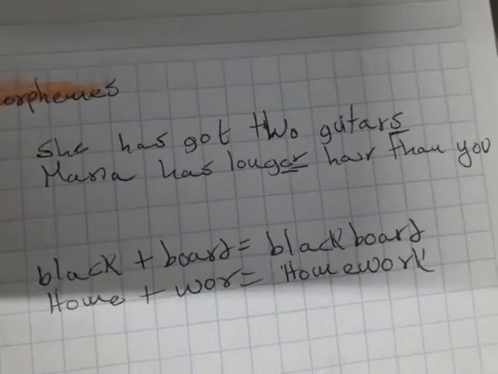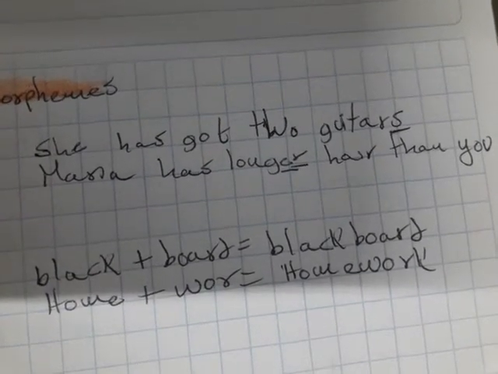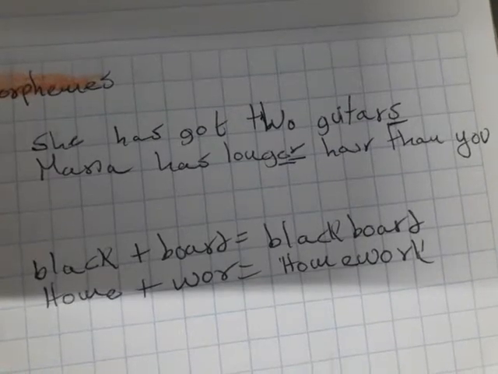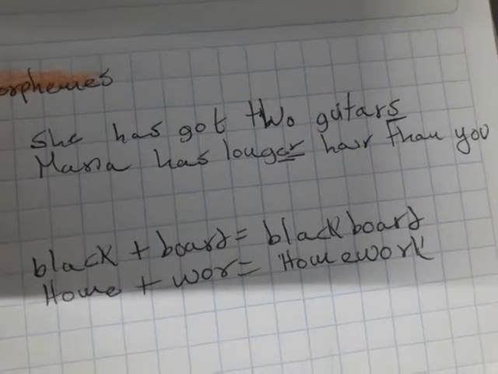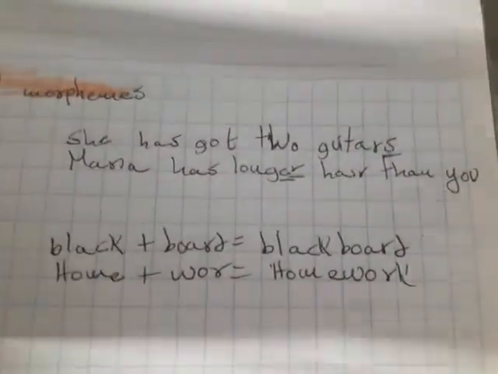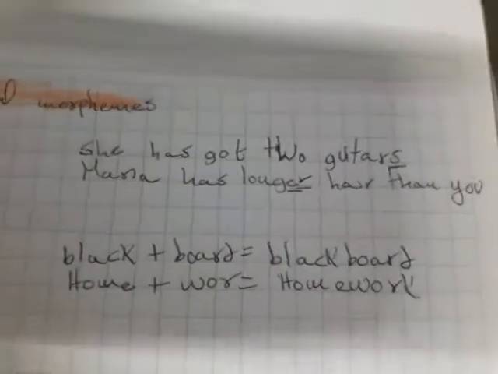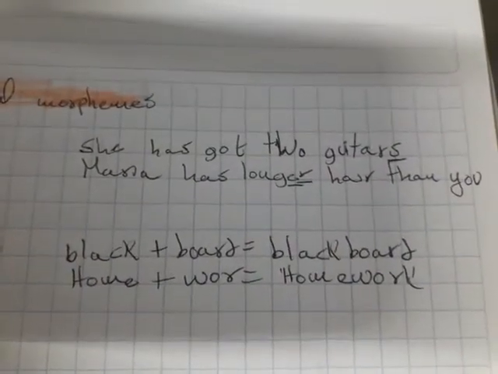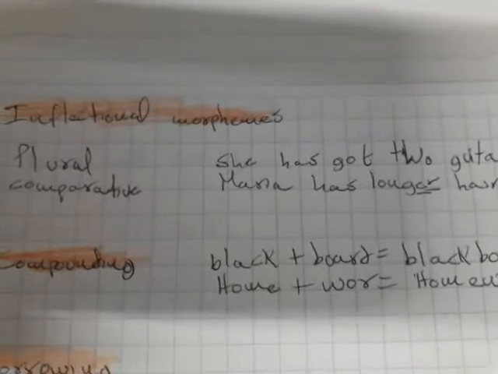Let's talk about compounding. In linguistics, it is the process of combining 2 or more words, free morphemes, to create a new word, commonly a noun, verb, or adjective. We have this example: black plus board equals blackboard. Home plus work equals homework. That's compounding.